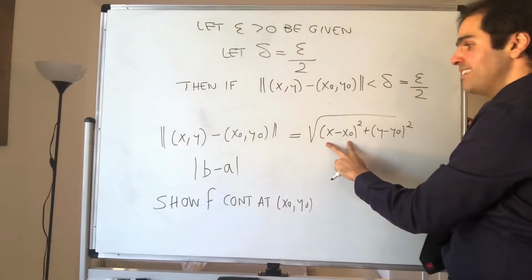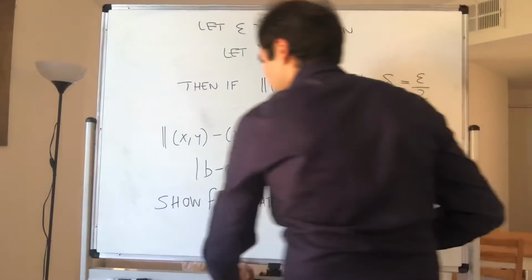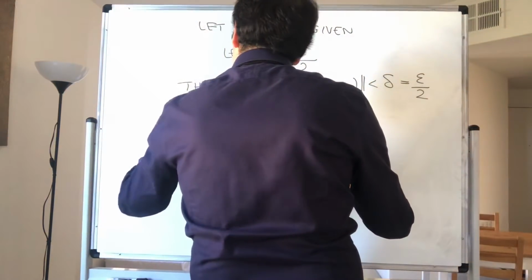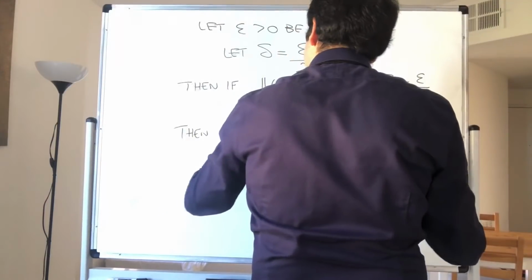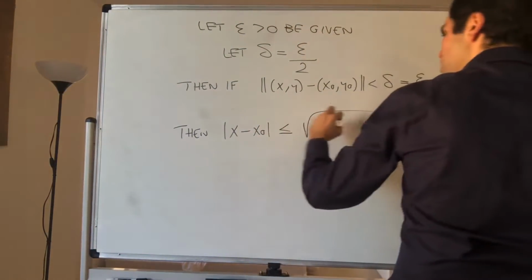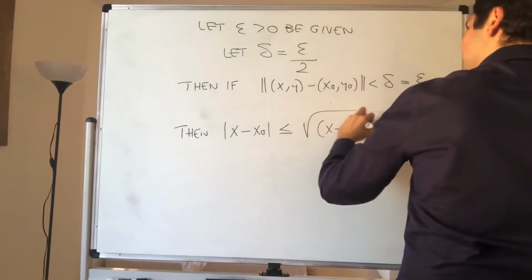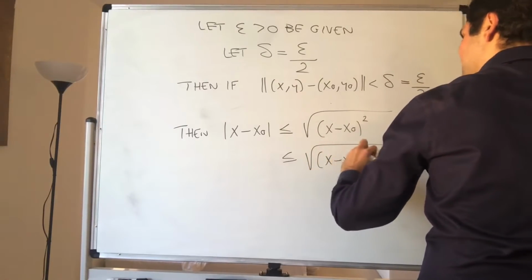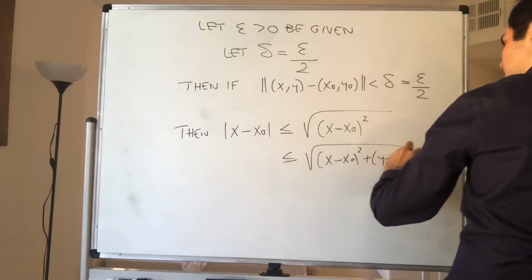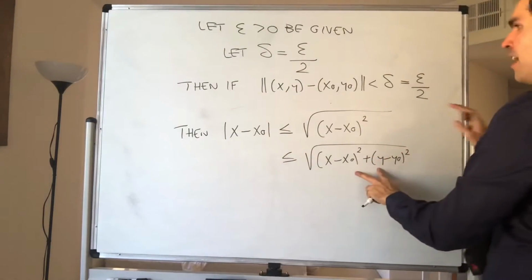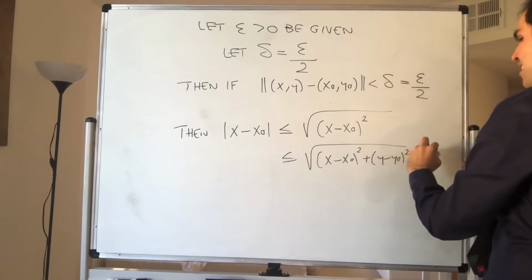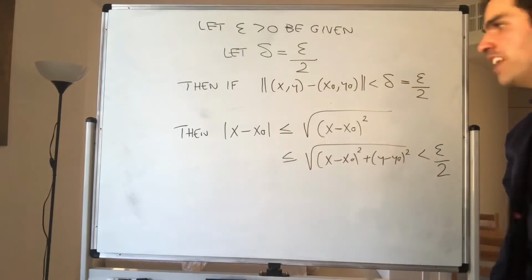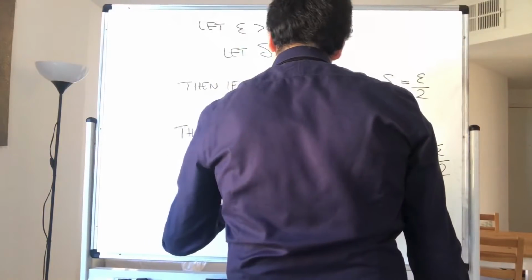In particular, |x minus x0| is smaller than that distance. So if you take the distance between x and x0, well, that is the square root of (x minus x0) squared, but then this is less than or equal to the square root of (x minus x0) squared plus (y minus y0) squared, because you're just adding a non-negative term, and by definition, this is less than epsilon over 2. And well, you can play the same spiel and you get |y minus y0| is also less than epsilon over 2.